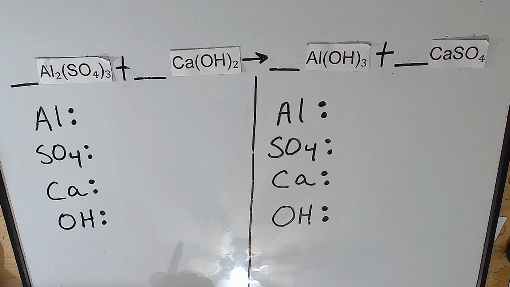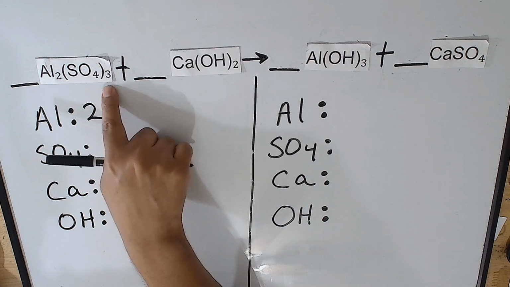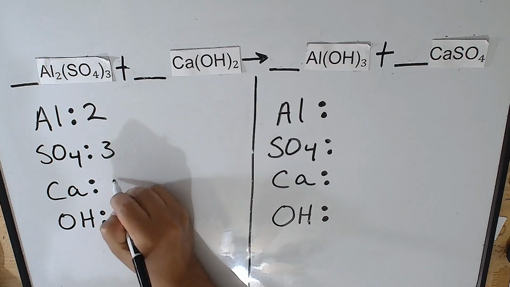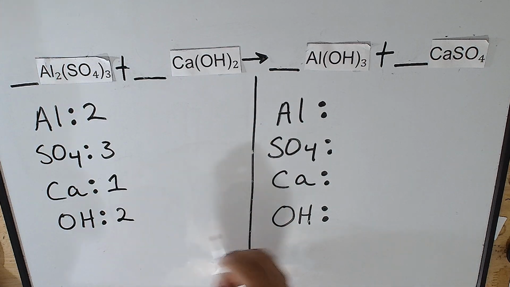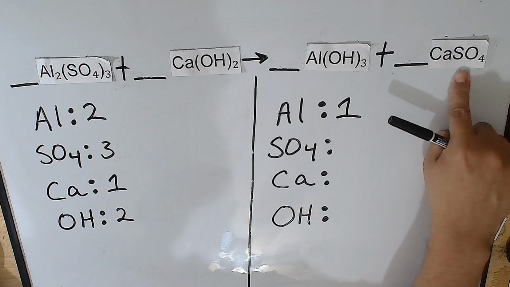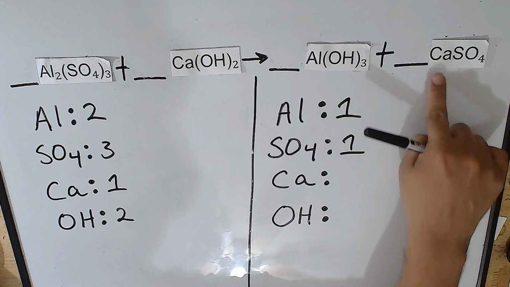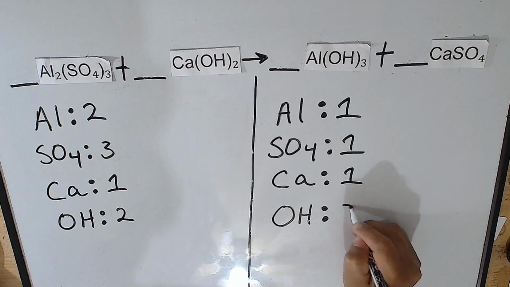We're not going to break them apart. Now, we need to determine how many atoms and how many polyatomic ions we have present. So I have a total of 2 aluminums. I have a total of 3 sulfates. I have 1 calcium. I have 2 hydroxides. On the product side, I have 1 aluminum. I have 1 sulfate. I have 1 calcium. And I have 3 hydroxides.